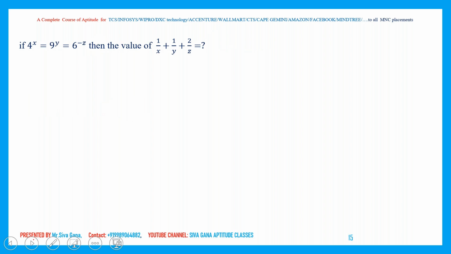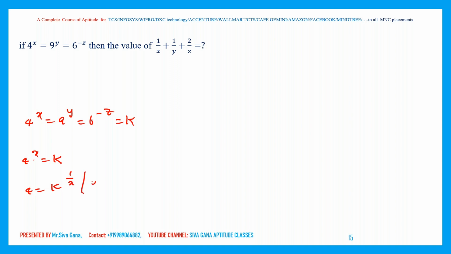4 power x is equal to 9 power y is equal to 6 power minus z. What is the value of 1 by x plus 1 by y plus 2 by z? So if we take 4 power x equal to 9 power y equal to 6 power minus z equal to k, then 4 is equal to k power 1 by x. In the similar way, 9 is equal to k power 1 by y, and 6 is equal to k power minus 1 by z.